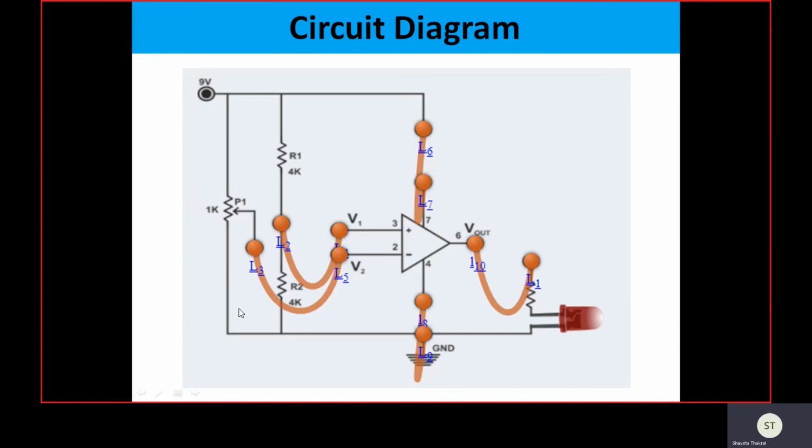This is the circuit diagram. Based on this circuit diagram, we are going to perform the experiment via a virtual lab platform that is working on the 9 volt power supply. This is the operational amplifier IC having the non-inverting and inverting input terminals. On the non-inverting terminal, we apply the reference voltage from this point, and on the inverting terminal, we apply the variable voltage, which we vary with the help of this potentiometer. And at the output terminal, we have put one LED to display the output.